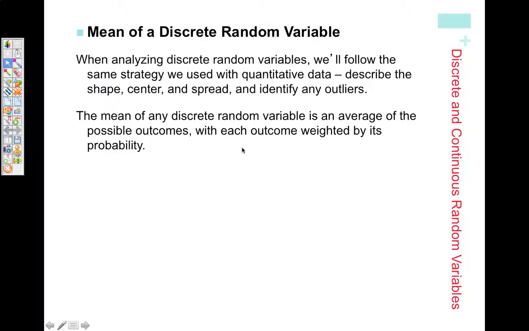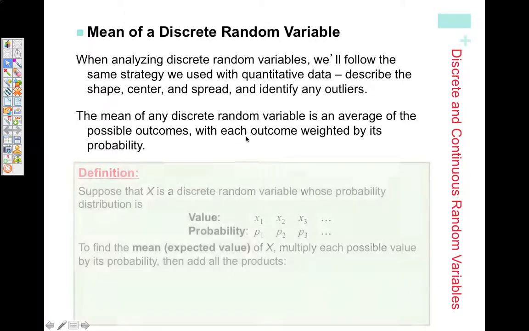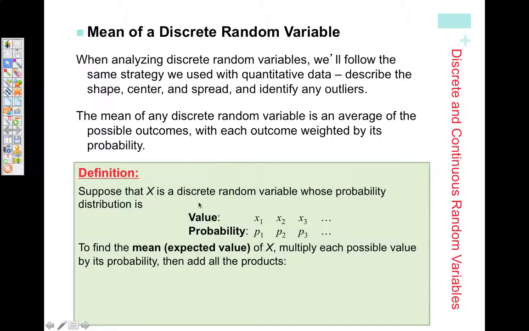So the mean of a random variable is the average of the possible outcomes, and each outcome is weighted by its probability. So if we have a probability distribution here, the mean or expected value of x, we multiply each value times its probability, each value times its probability, and we add all of those up. That gives us our mean value, mu sub x, or we call it the expected value of x, capital E, parentheses, x. It's the summation of x_i times p_i.